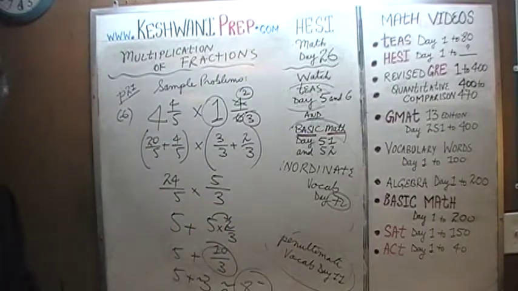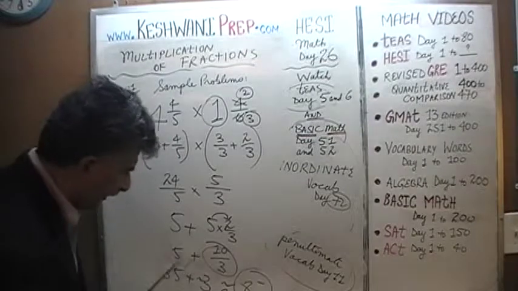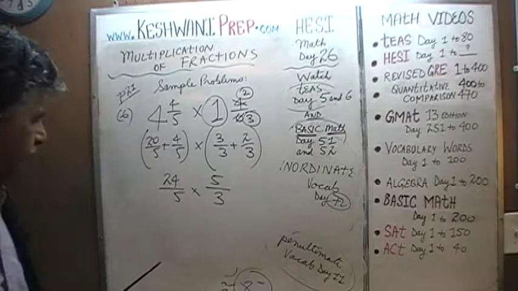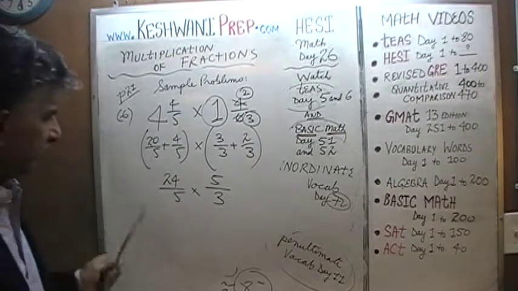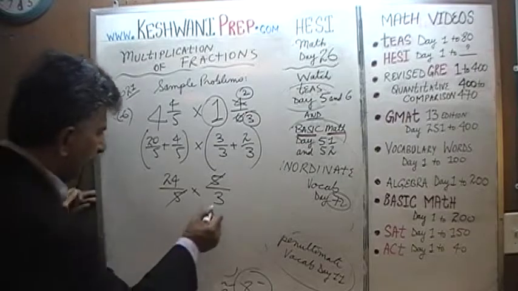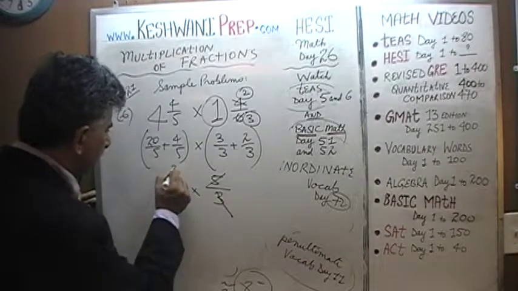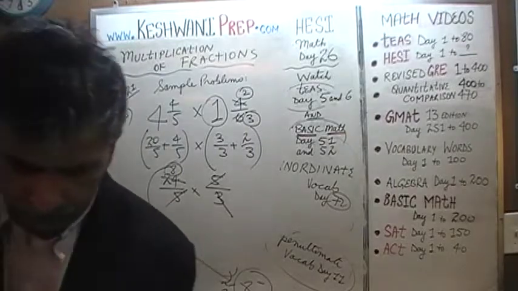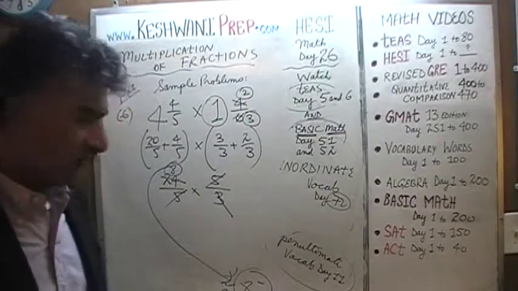I'm going to erase all of this work so that we don't get confused. Remember, we're looking for something around 8. We see 5 at the bottom, we see 5 on the top. If you divide top and bottom by 5, 5 goes away. And 24 divided by 3, what do you know? 24 divided by 3 is exactly 8. The answer is exactly 8. We said it's going to be around 8. It turns out that the correct answer is exactly 8.